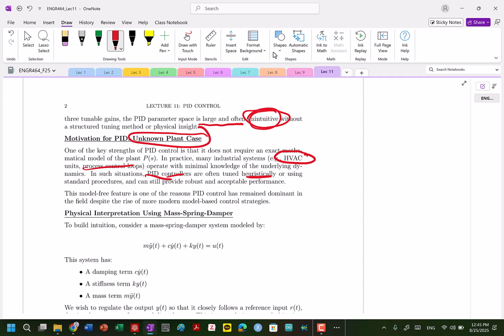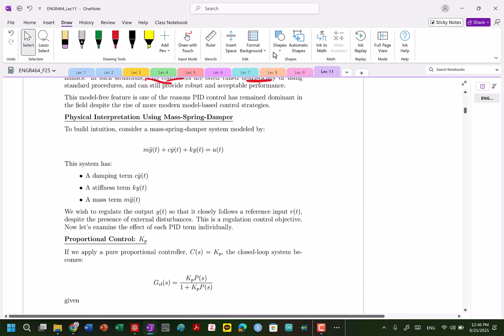So it's a very, very common thing to use, but because it's so common, people often treat it as a black box and they don't understand the implications of what we're tuning here. Now, that's not going to be the case with you all in this course, but that's just some background on PID controllers, which you may have heard before.